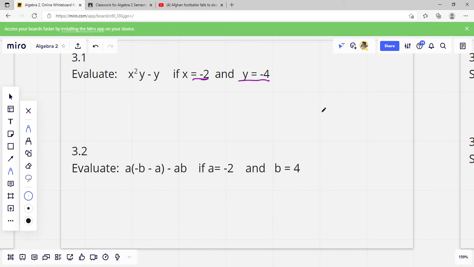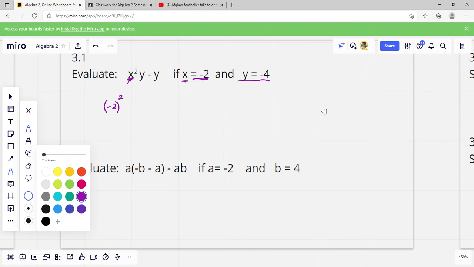So for wherever we have an x, we're going to put in -2. So right here will be -2. So I'm going to have -2. I don't know why I wrote an X there. There we go. -2 squared. Okay, so I just replaced my X with a -2.